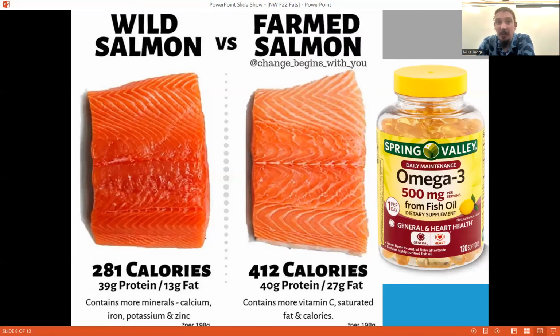So the recommendation here would be wild salmon is a better option to get those omega-3s. Plus, notice that it's also got good mineral content like calcium, iron, potassium, zinc, other micronutrients that you need in your diet. It's a nice little tie in there. So omega-3 is something we're often deficient in. We might take it as a supplement, or we might eat it from a whole food like wild salmon, which would be a good option in this case.